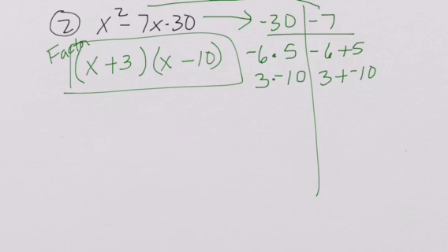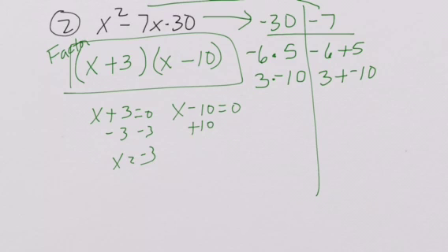If I'm asked to solve, then I need to do x plus 3 equals 0 and x minus 10 equals 0. Using the zero pair, I get x equals negative 3, and add the 10, and x equals 10. So if I'm asked to solve, the solution set would be negative 3, 10.